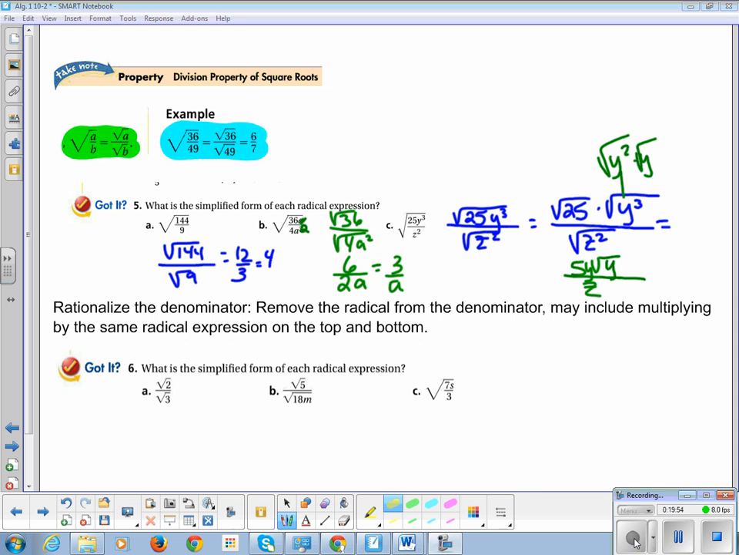All right, you're going to be asked to rationalize the denominator, which means we want to remove the radical from the denominator. That may include multiplying by the same radical expression on the top and bottom. So remove the radical from the denominator, and we may have to multiply by the same radical expression on the top and the bottom.